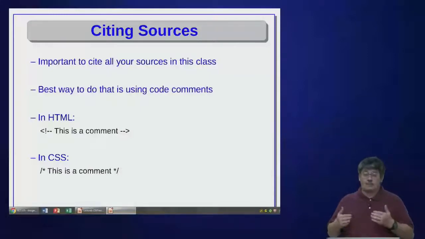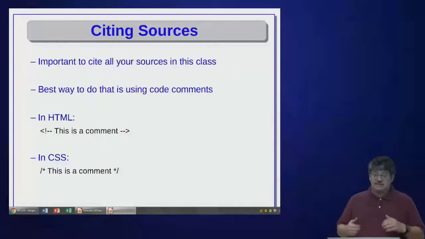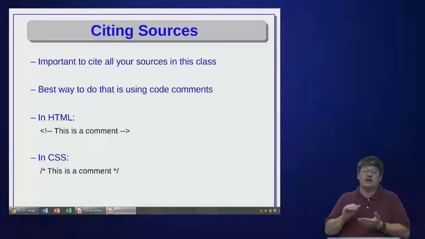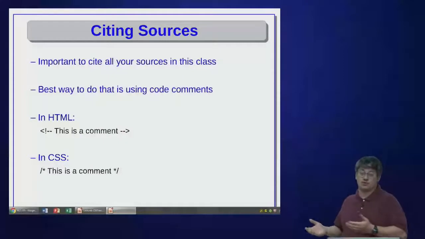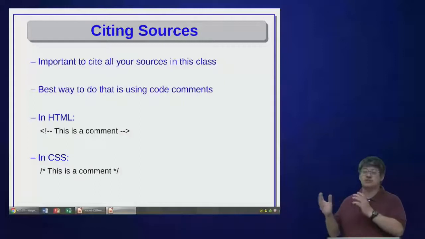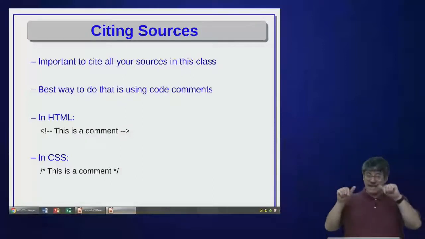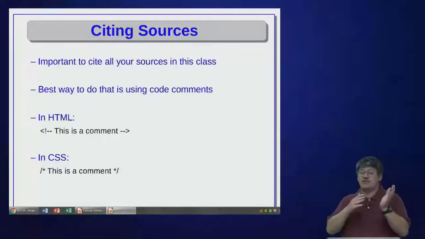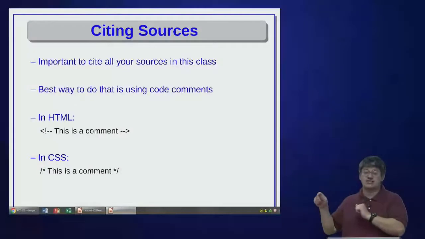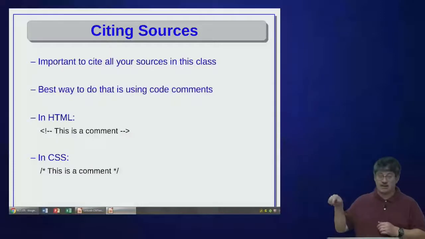If you want to properly cite your sources, the best way to do that is to use a comment in your code. It's important that the comment go near the code that was influenced by some other source. Even if it's just that you looked something up and you're using the idea. If you're not copying the code, you still need to cite your source if you looked something up. So the way that you do that is you put a comment in your code. In HTML, that's done with a special tag: angle bracket, bang, that's the exclamation point, dash dash, and then the comment. And then you close it with dash dash and the closing angle bracket.